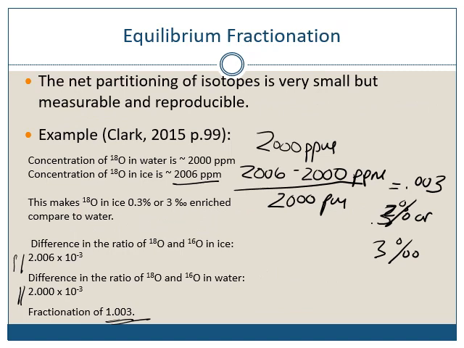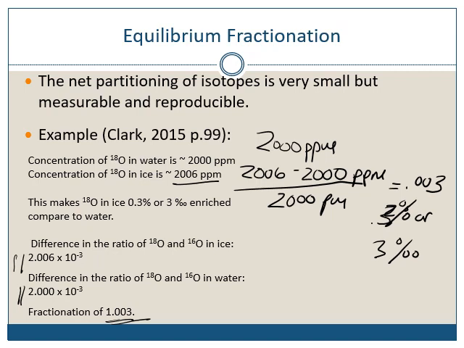So as an example of equilibrium fractionation, just to illustrate the point here that this net partitioning of isotopes is very small, but it's measurable and it's reproducible, and that's what supports the ability to actually use these as a tracer. So the partitioning of isotopes in a physiochemical reaction is more subtle than the analogy, of course, of building a stone wall.